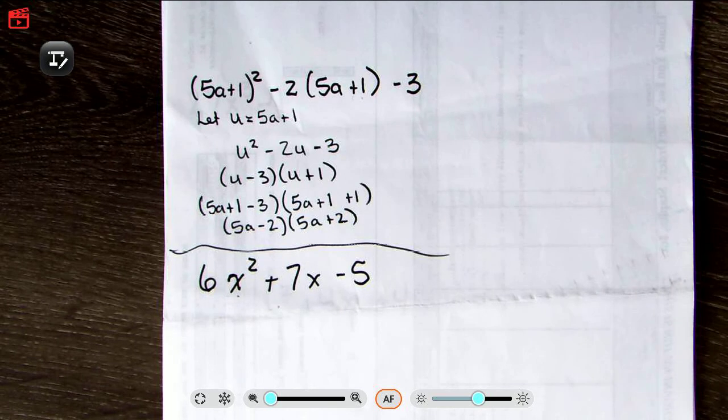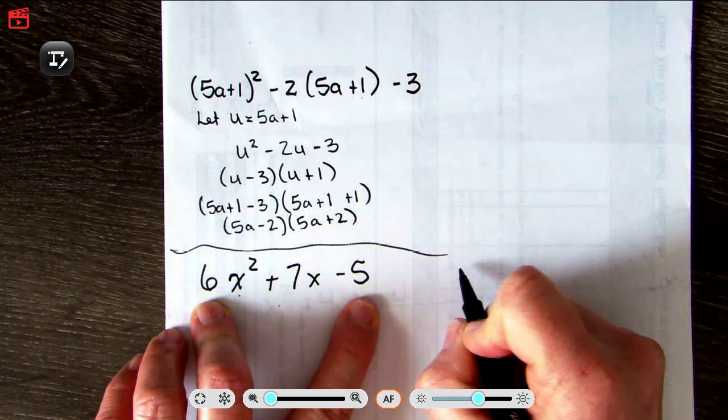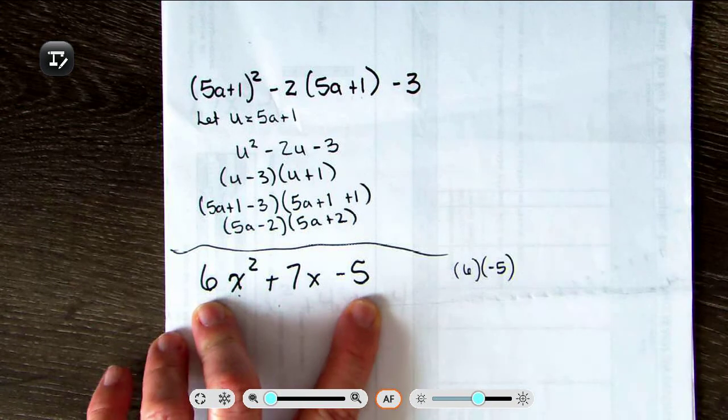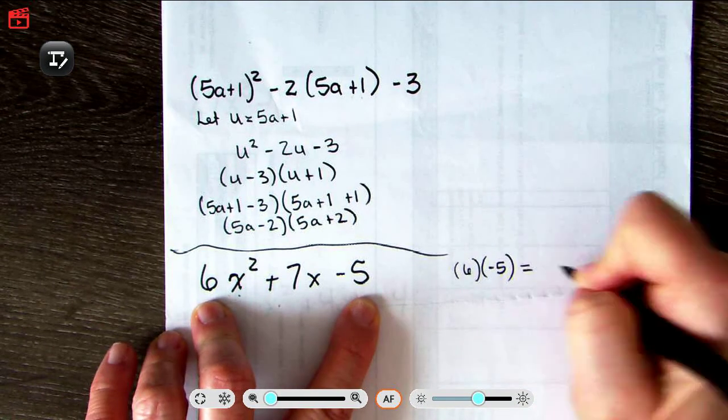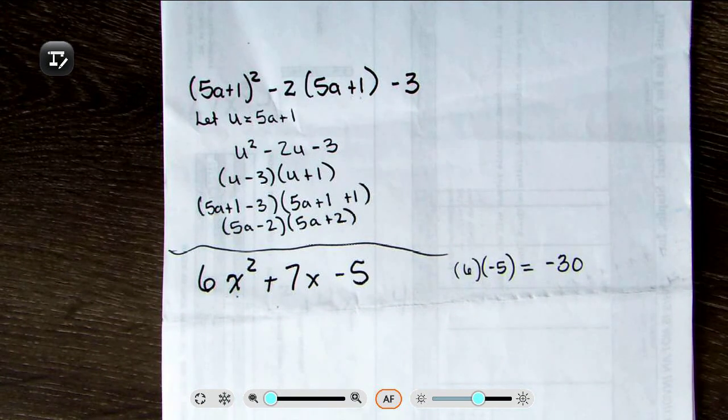A lot of you are really good using trial and error. Some of you are not as good, and so a method that works is we take that 6 and that 5, or the negative 5 I should say, and we multiply them together. That gives me negative 30. So we take our leading coefficient and the constant term and multiply them together.